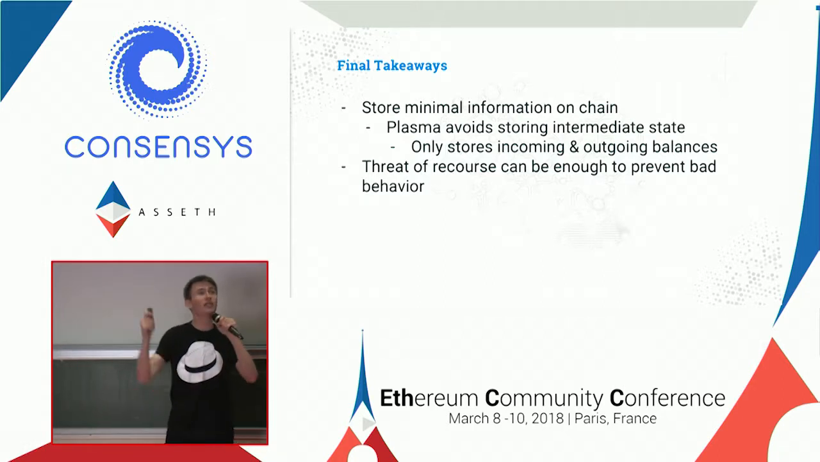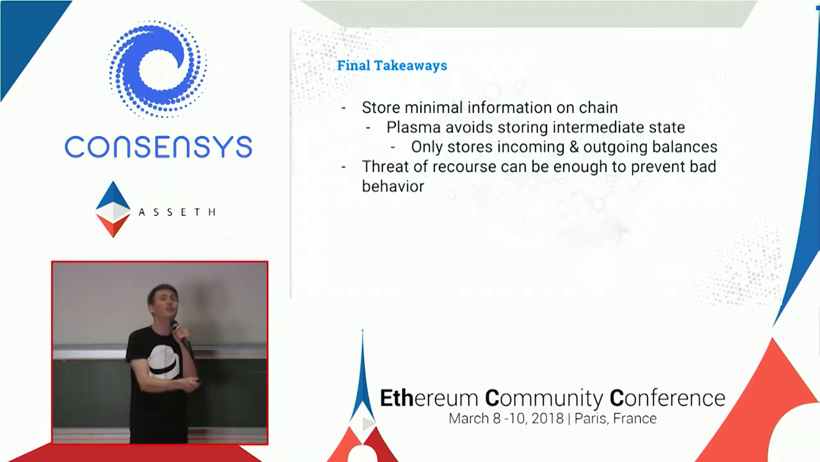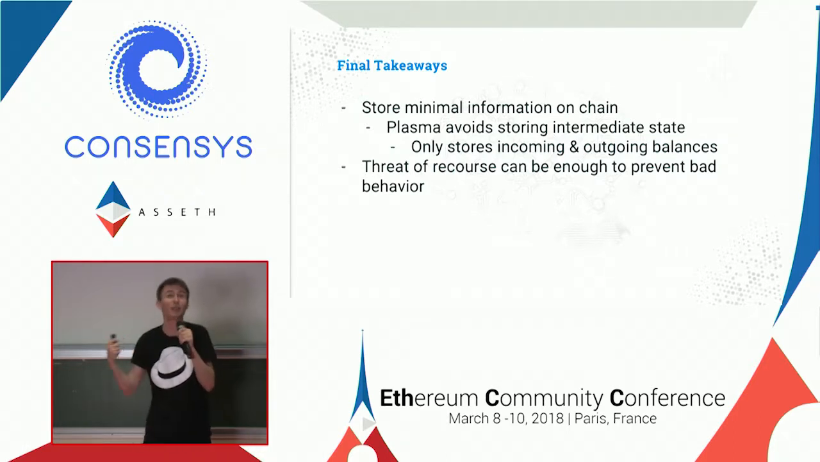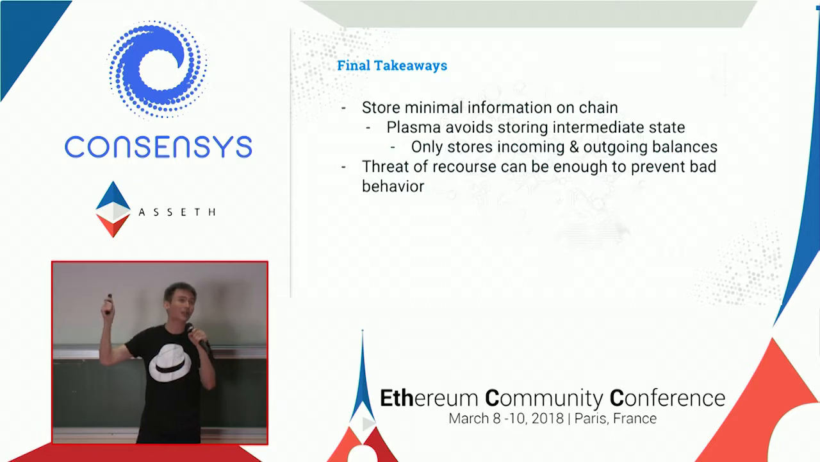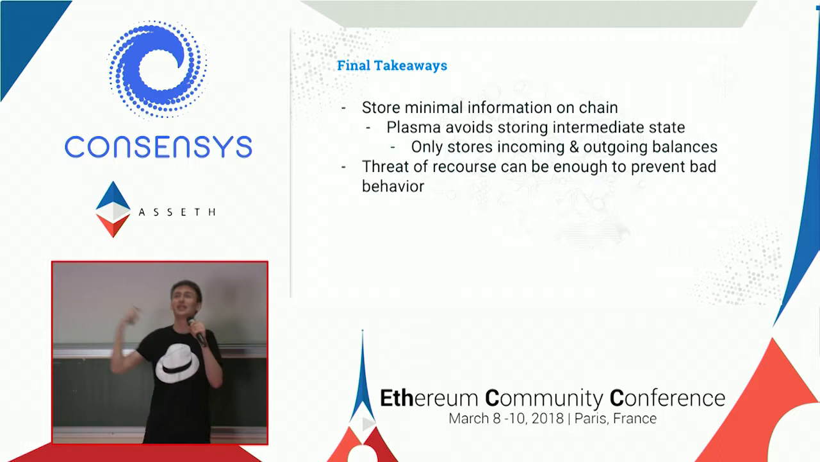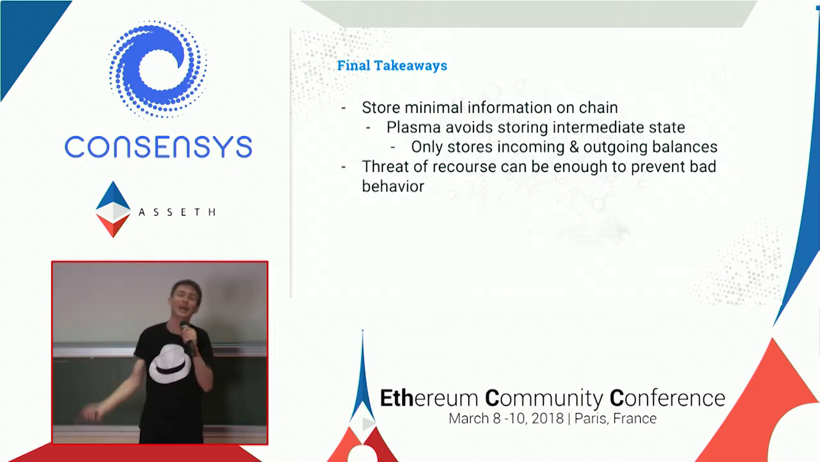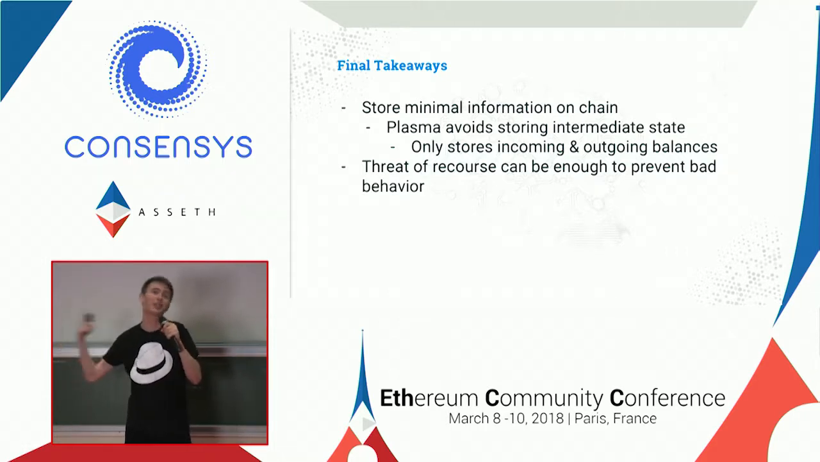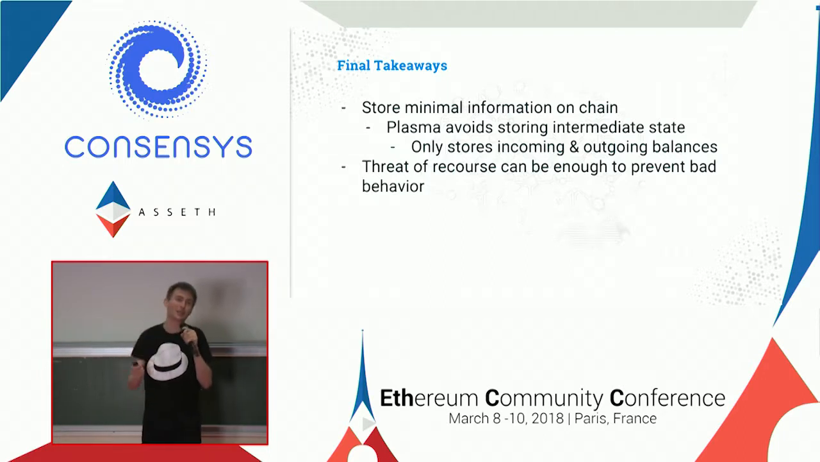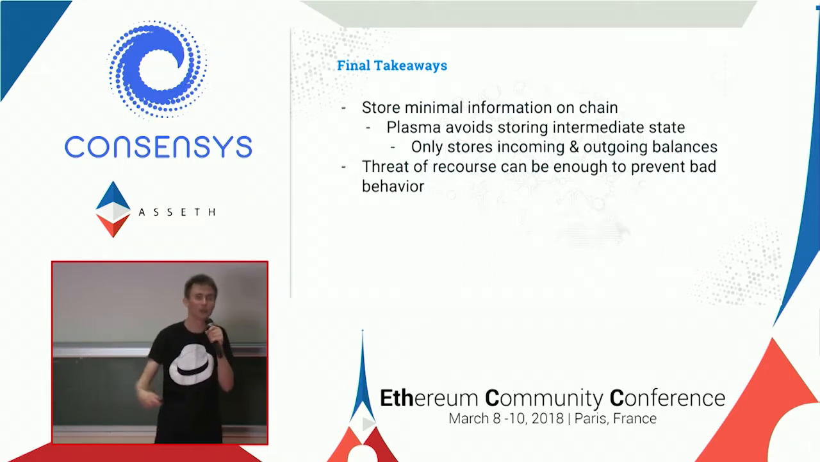So we want in Plasma to store minimal information on the main chain. We want to make sure that we don't actually compute every state transition directly on the main chain. That's where our security and our speed benefits come in. Plasma basically allows you to not store so much intermediary state. In other words, if I send you transactions and you send me transactions and we go back and forth a bunch of times, the only time that the main chain actually cares is when we exit. We can still be transacting amongst ourselves, and only when we exit does the main chain care. That's where we get our speed benefit.